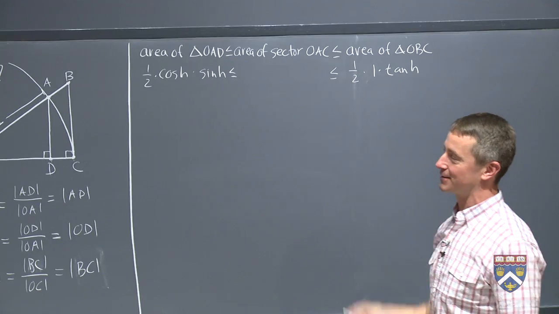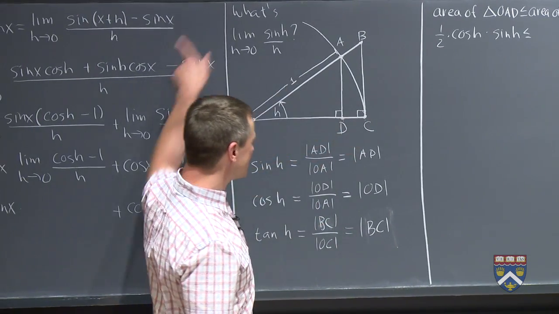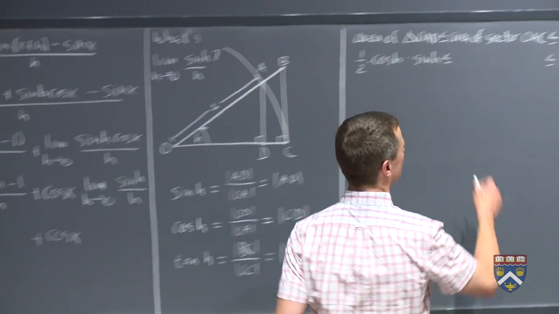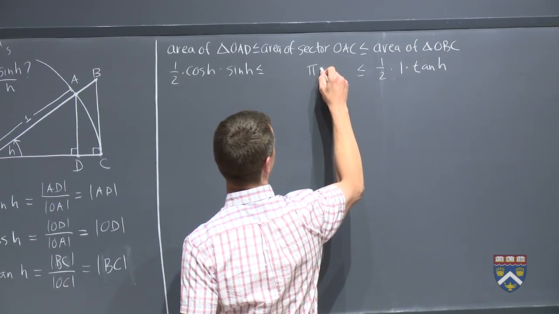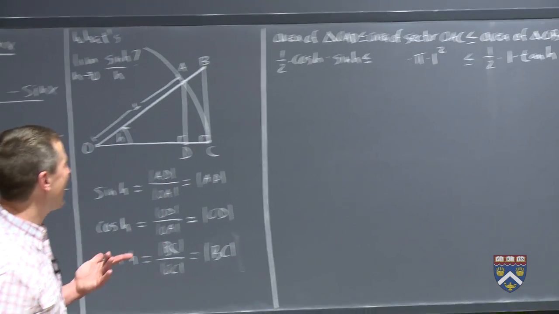Now let's do the area of the sector. The area of a full circle we know is pi r squared, and the radius of our circle here is 1 because it's the unit circle. So the area of our full circle is pi times 1 squared. But we don't have a full circle. We only have some fraction of it.